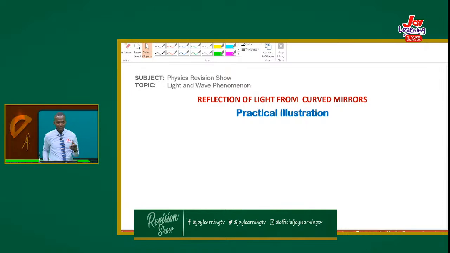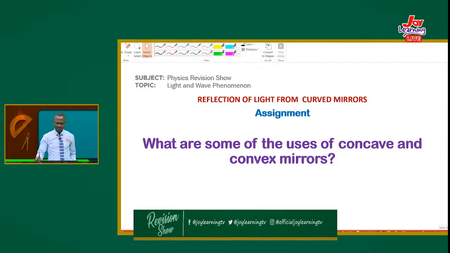So you can see that what they're doing is not just abstract, but it's something that is practical. So I'm giving you an assignment. What are some of the uses of concave and convex mirrors? I've spoken about the convex mirror being used as a car side mirror. Fine, that's okay. There could be other uses. There should be. Concave mirrors too have their own uses. What are some of the uses? It might appear in the next challenge or question of the day.